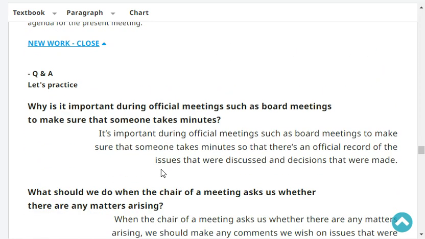Let's practice. Why is it important during official meetings such as board meetings to make sure that someone takes minutes? It's important during official meetings, such as board meetings, to make sure that someone takes minutes, so that there is an official record of the issues that were discussed and the decisions that were made.